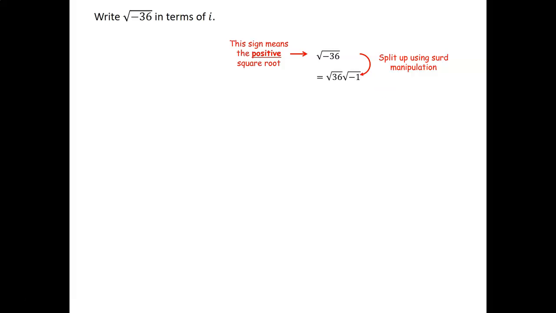Okay, so we can simplify surds as well. The square root of -36 rewritten in terms of i. So this means the positive square root because it doesn't have a sign in front of it. So we can start by splitting up the -36 into 36 and -1. Then we can simplify each part. We know that the square root of 36 is 6 and the square root of -1 is i.